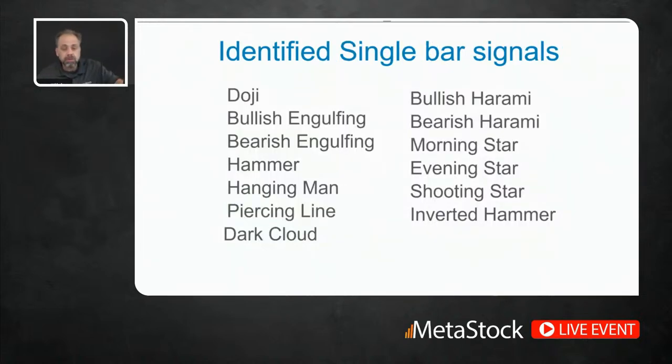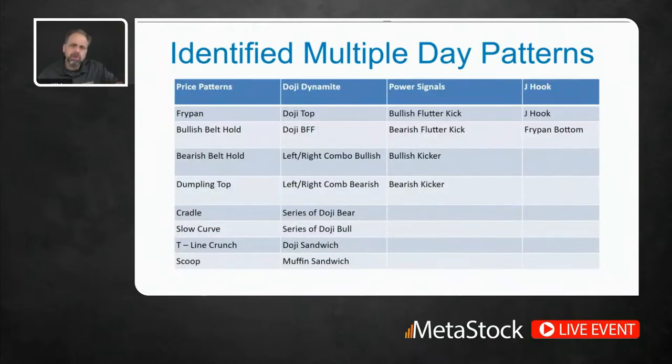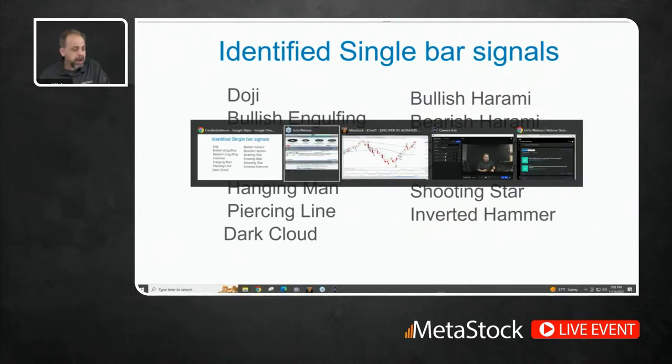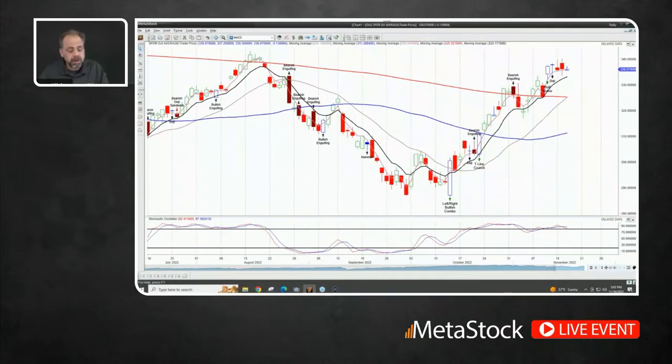In addition to those, you're going to get the single bar patterns like the doji, the bullish engulfing, and the bearish engulfing. The important ones, which I believe Steve calls the 12 major power signals, are those single day patterns. Between the two lists, there are about 32 or 33 total different patterns identified on the chart. By identified, I just mean they're going to show up automatically labeled, so you know exactly where they're at.